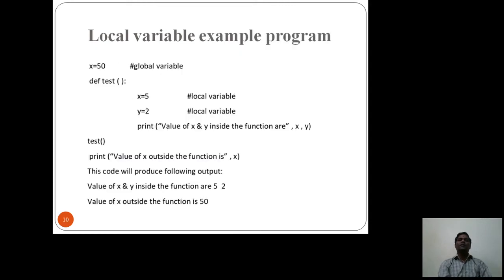Now we'll see the next slide. So this is the example. x is 50, a global variable. Next, x is equal to 5 is a local variable, and y is equal to 2 is a local variable, and the values of x and y inside the function are 5 and 2. You will get 5 and 2. The value of x outside of the function you will get as 50, because it's a global variable. We have seen this example in the previous example itself. However, I will write it once again. Before that, we will see the next slide.